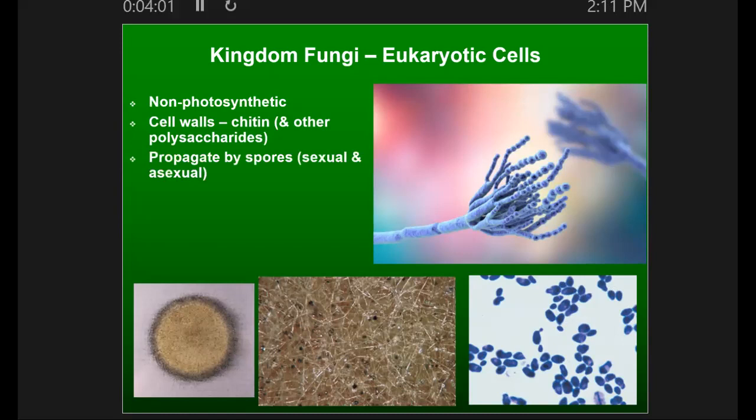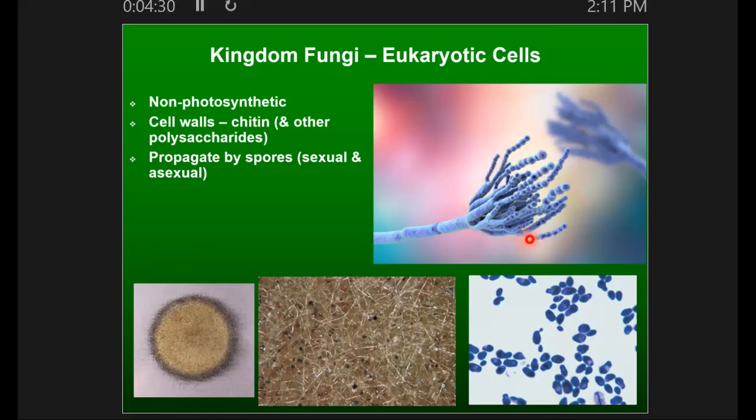They propagate by spores, so they don't form any kind of seed like we talk about with the flowering plant. They have spores that they use, and the spores can be made through sexual reproduction, or they might just do it through asexual. So each spore is basically a clone, has the same exact genetic material as the fungus that produced it. So sexual and asexual.